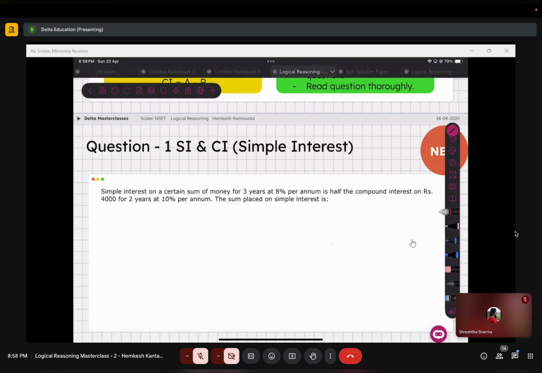The sum placed on simple interest is, okay, simple interest formula PRT upon 100. Are we knowing P? No. Are we knowing rate? Yes, it is 8. Are we knowing T? Yes, it is 3, upon 100. Now, what is said in the question? That simple interest is half. So this would be half times the compound interest.